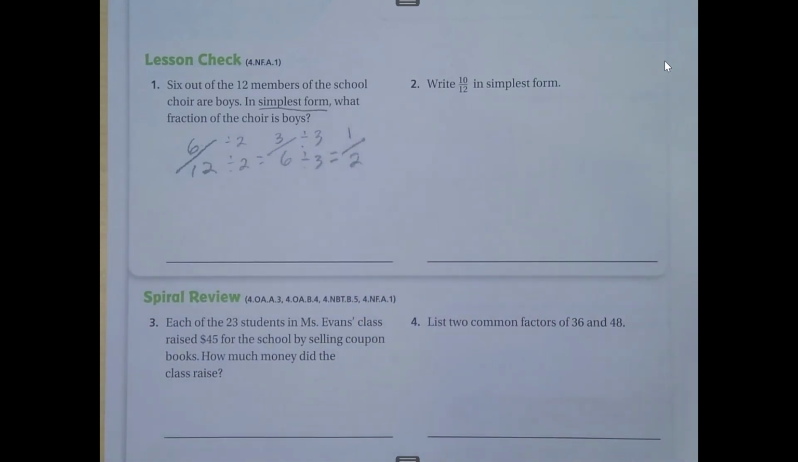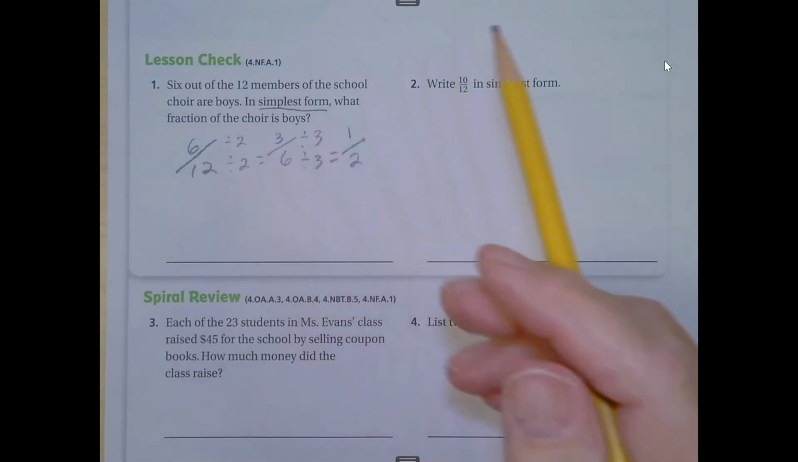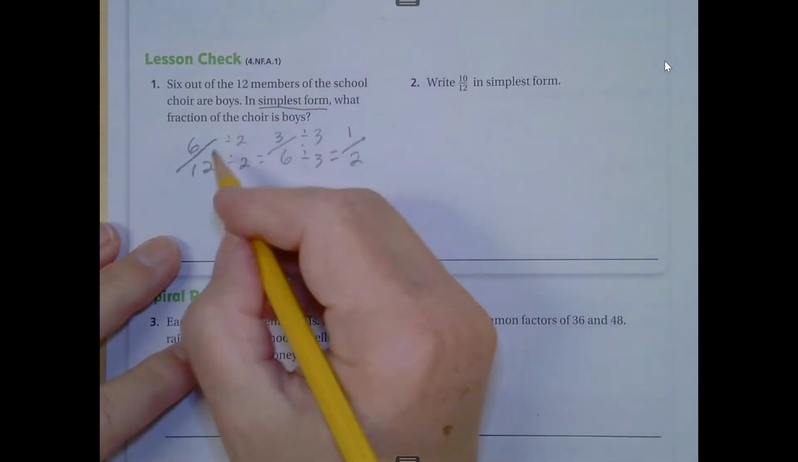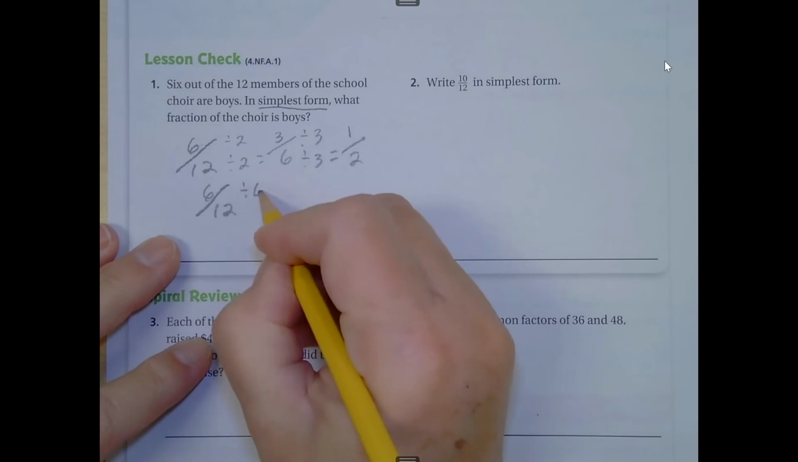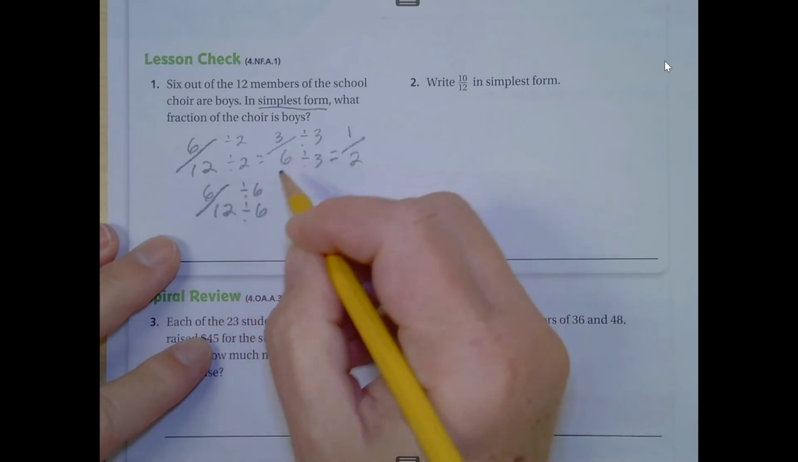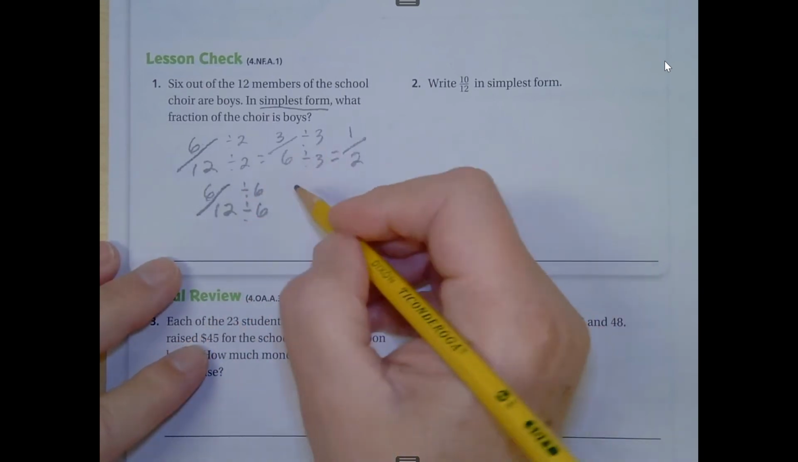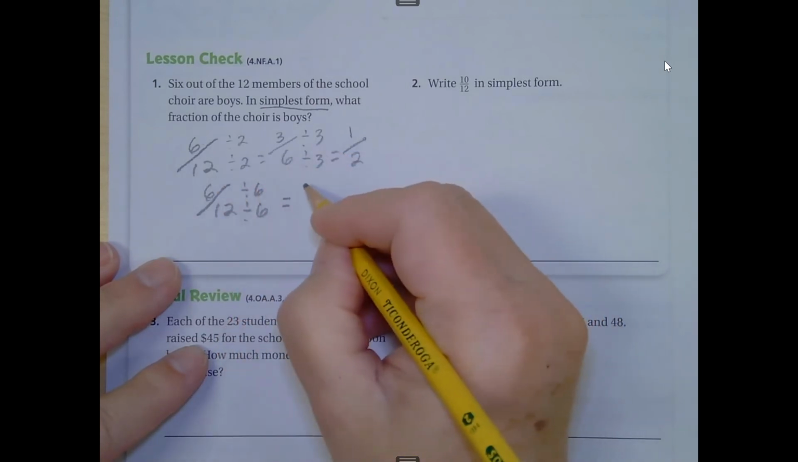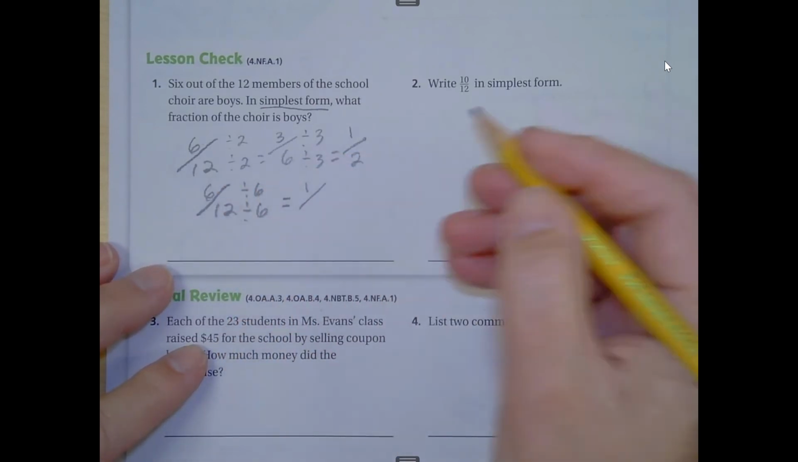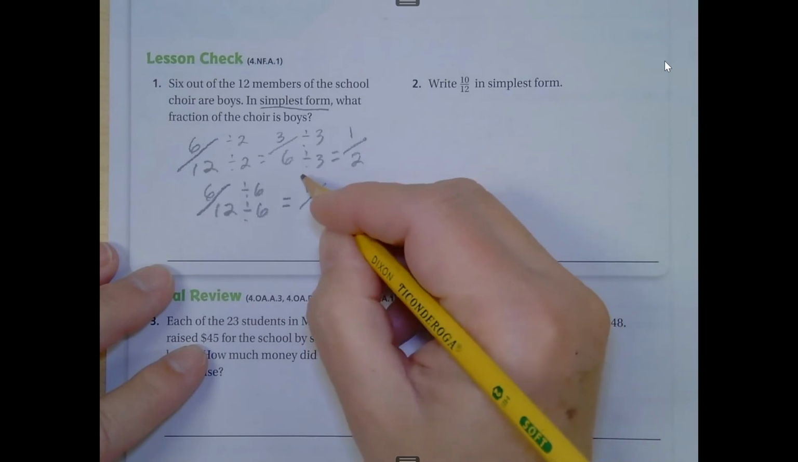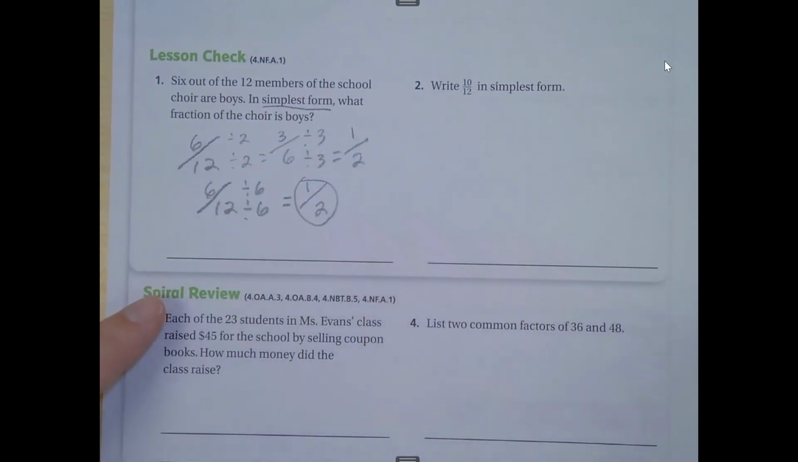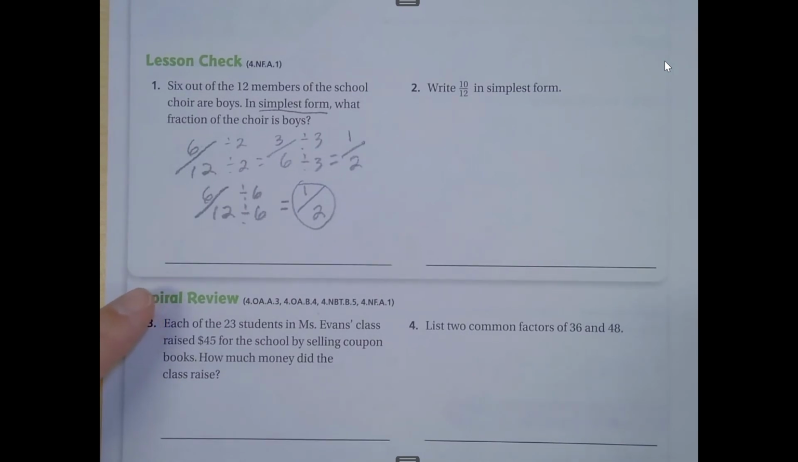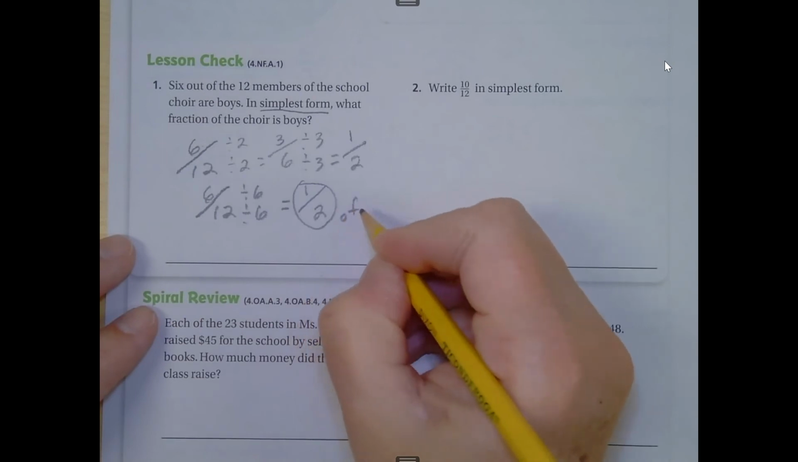So actually, instead of dividing by 2, I should have done, I'm just showing you this, divided by 6 and divided by 6. 2 times 3 is 6. 6 divided by 6 is 1. 12 divided by 6 is 2. We are now down to prime numbers. So in simplest form, we have 1/2. 1/2 of the choir.